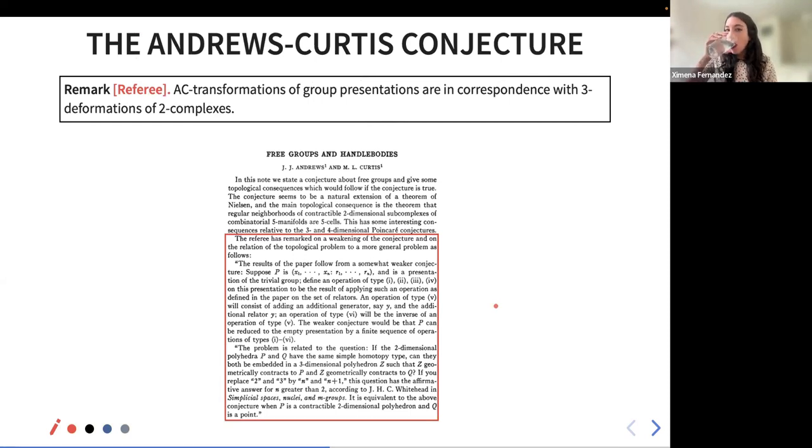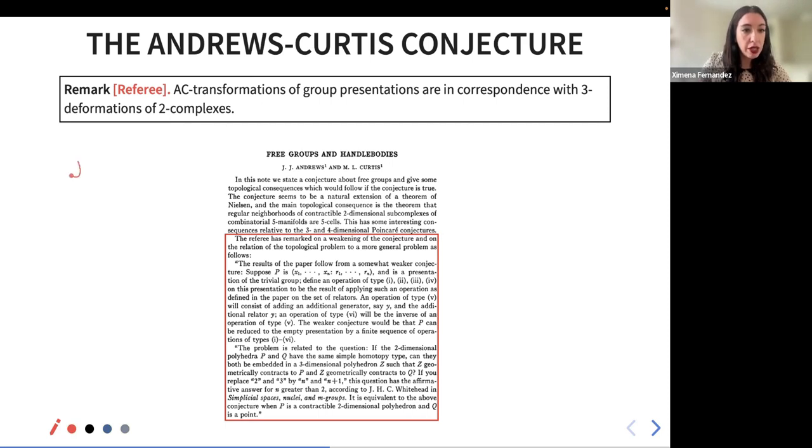The first connection, the main connection with topology, really is in the original paper, and it's an observation of the anonymous referee. So this is very curious and special. The anonymous referee of this paper noticed that the operations proposed by Andrews and Curtis are in correspondence with free deformations of two complexes. So, what does it mean?